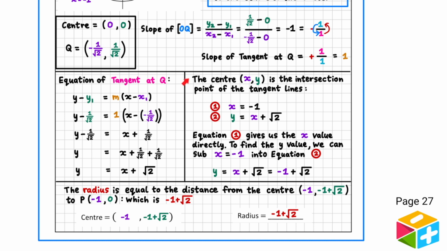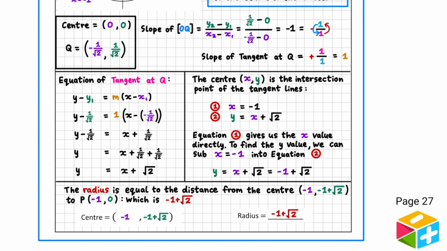Remember, we were told that the centre of S was the intersection of the two tangent lines, the tangent at P and the tangent at Q. We've now found the equation of each of these lines. The equation of the tangent at P was x is equal to -1, and the equation of the tangent at Q was y is equal to x plus square root of 2. We can solve these simultaneous equations to give us the coordinates of the centre. And as it turns out, these are a very easy pair of simultaneous equations to solve.